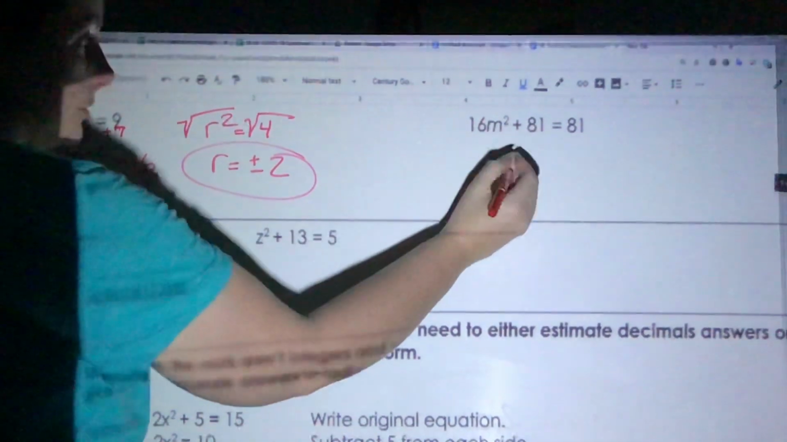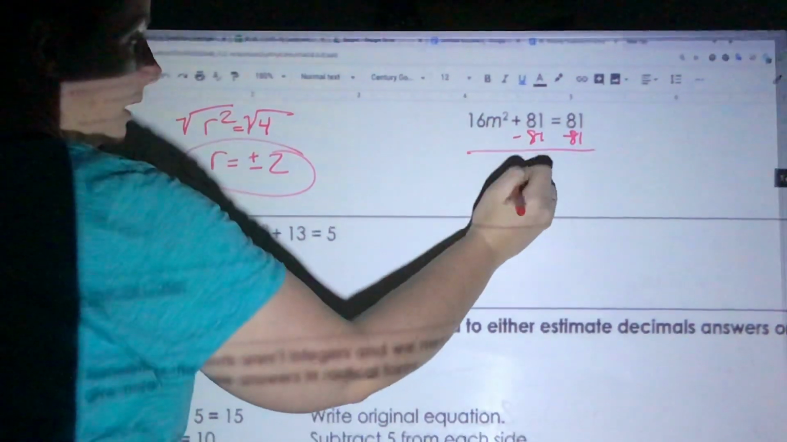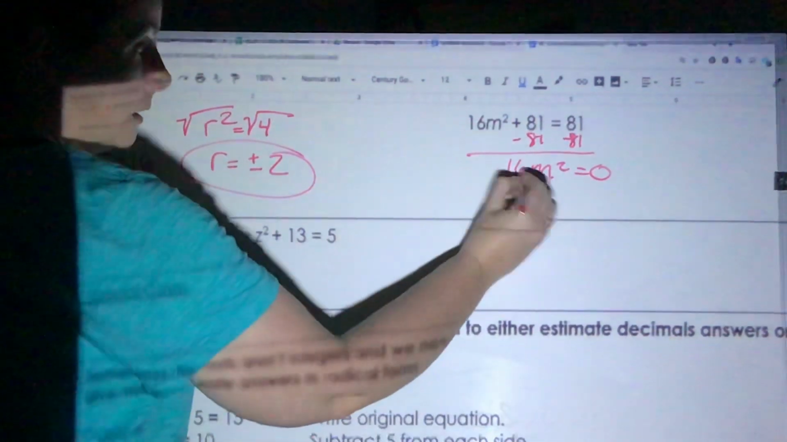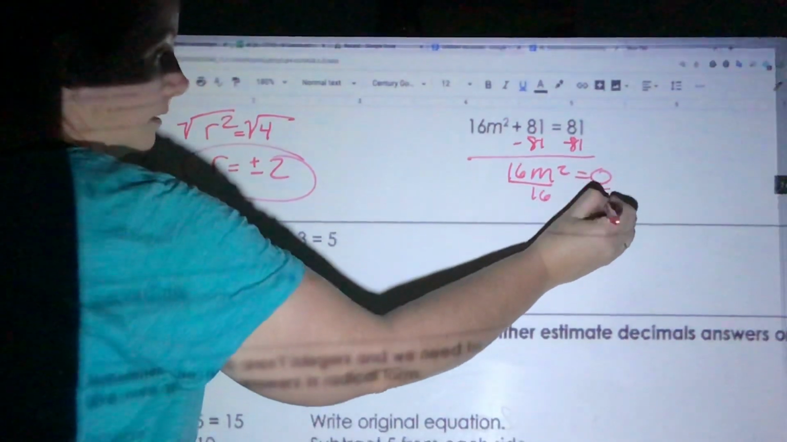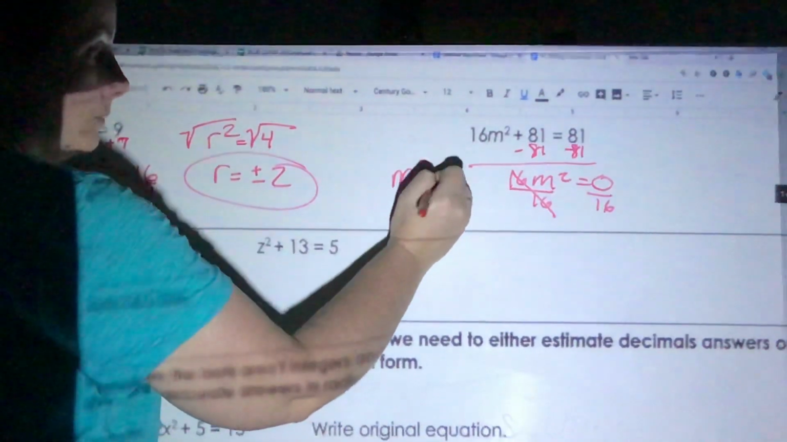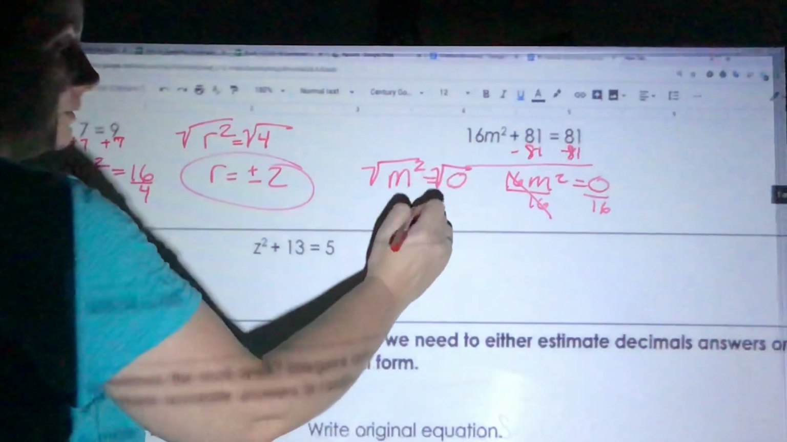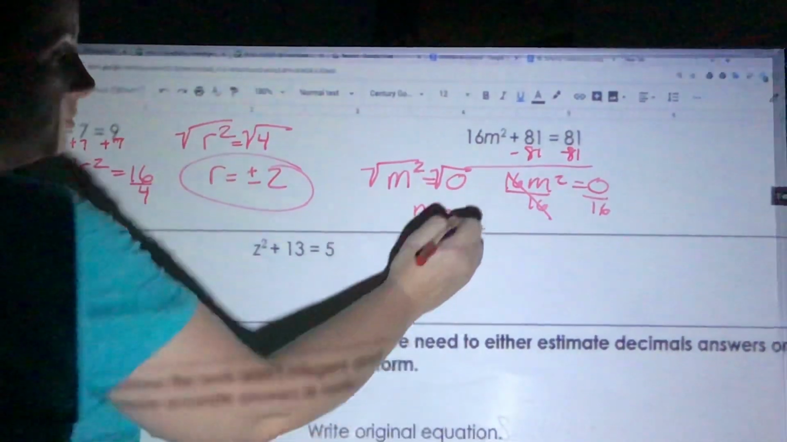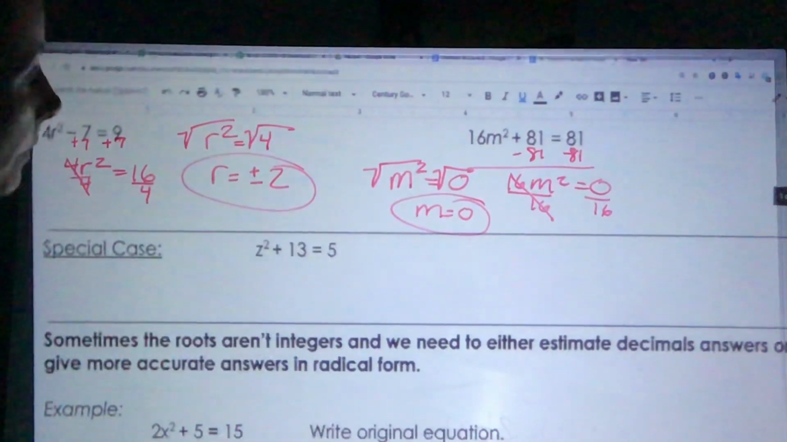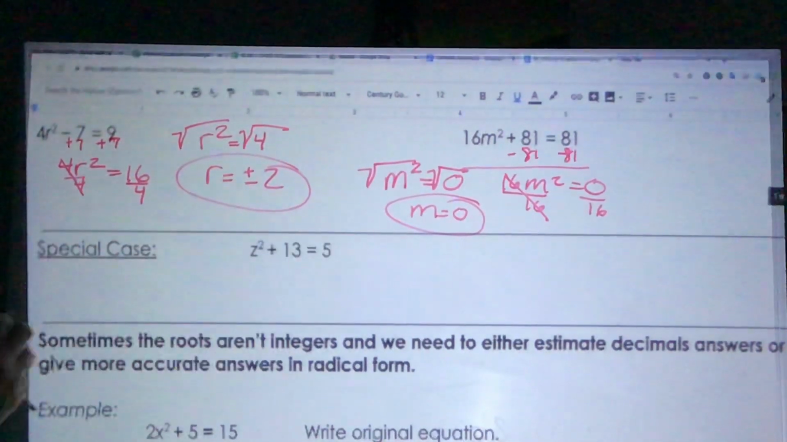For my next one, I'm going to start by subtracting 81 from both sides. And I'll have 16m squared equals 0. I'm going to divide by 16 to get my m squared alone. So I'll have m squared equals 0. I'm going to square root both sides. The square root of 0 is just 0. There's not a positive and a negative 0. So this would be an example of a quadratic that would touch the x-axis at just one point, and it's touching at 0, 0.